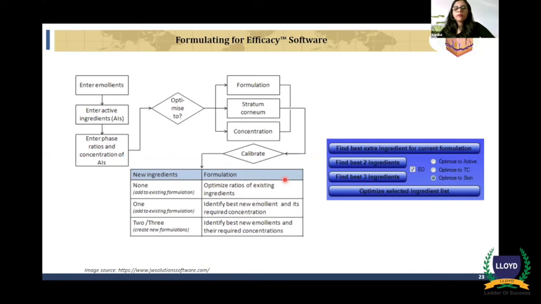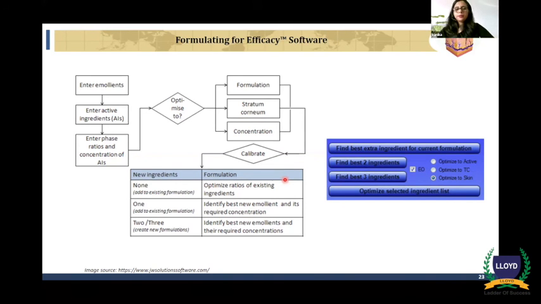So this is a software which helps you to determine not only the concentration as well as the type of the emollients which can be used to deliver or to dissolve your active ingredient, but it also helps to take things into account from the physiology of the skin. That is, what kind of emollients would be best suited for the permeation of these drug molecules across the skin.